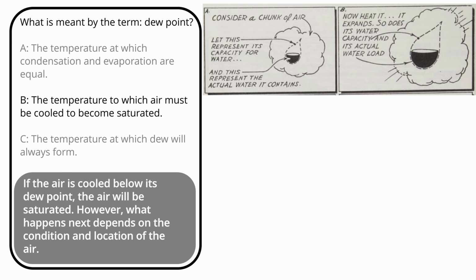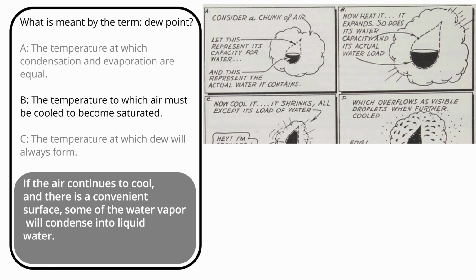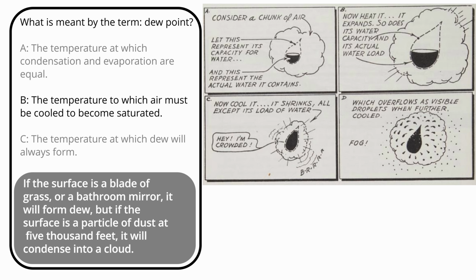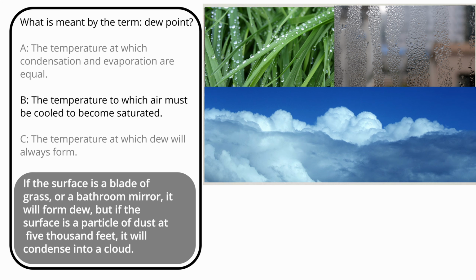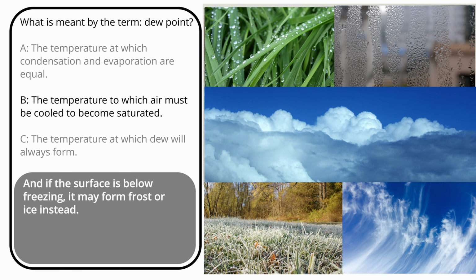If the air is cooled below its dew point, the air will be saturated. However, what happens next depends on the condition and the location of the air. If the air continues to cool and there is a convenient surface, some of the water vapor will condense into liquid water. If that surface is a blade of grass or a bathroom mirror, it will form dew. But if the surface is a particle of dust at 5,000 feet, it will condense into a cloud. And if the surface is below freezing, it may form frost or ice instead.